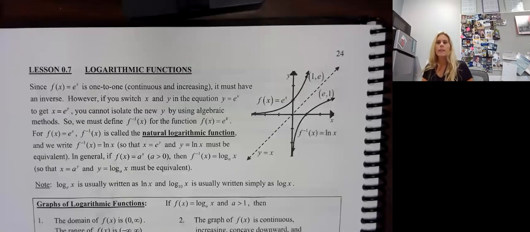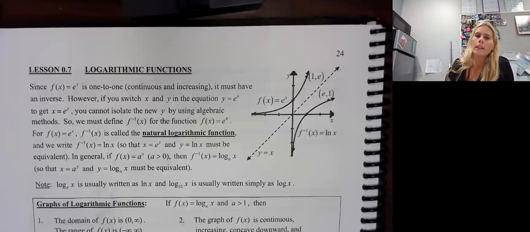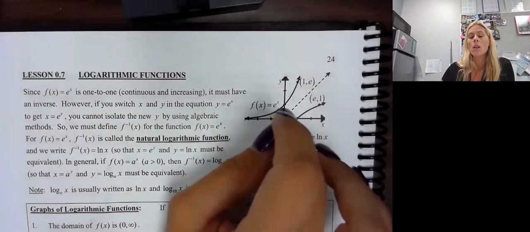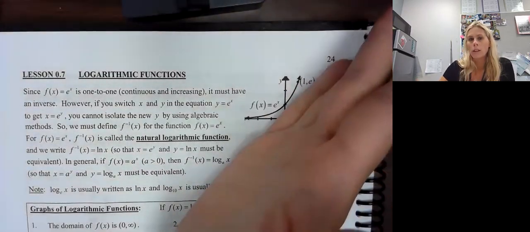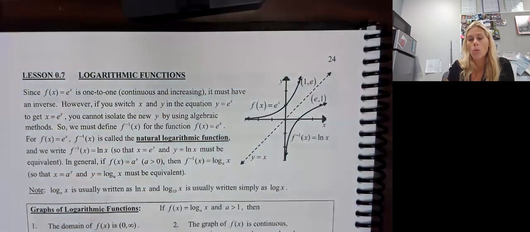All right, guys, so this is the last section of our review before we really dive into the calculus. So let's go over our log functions. Since f of x equals e to the x is one-to-one, continuous and increasing, it must have an inverse, right? Remember we talked about the horizontal line test. What happens is the inverse is always reflected across y equals x.